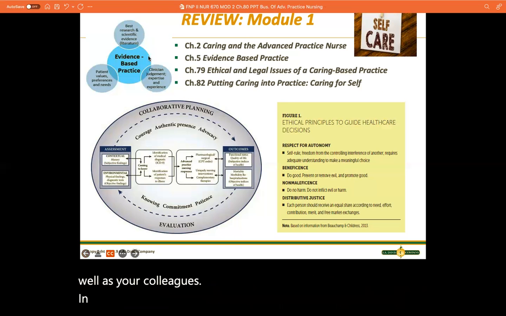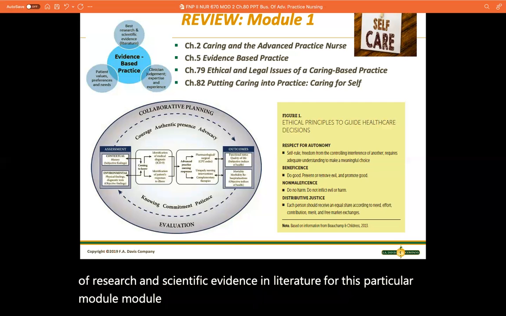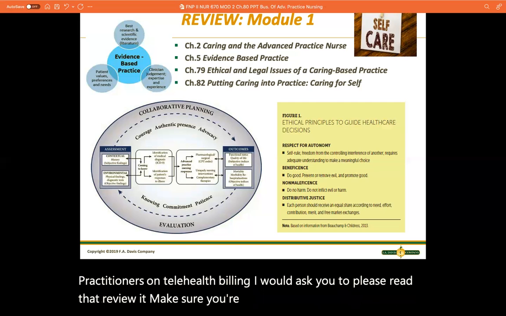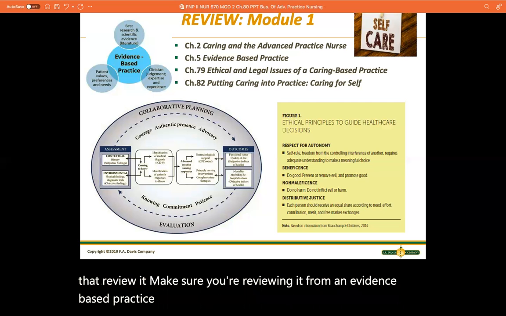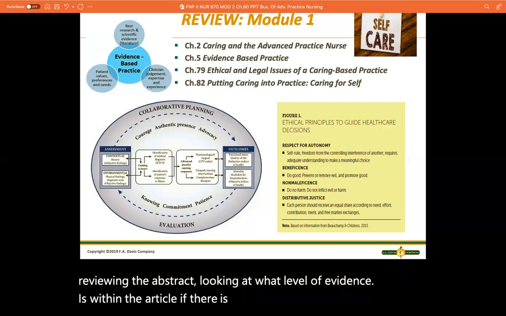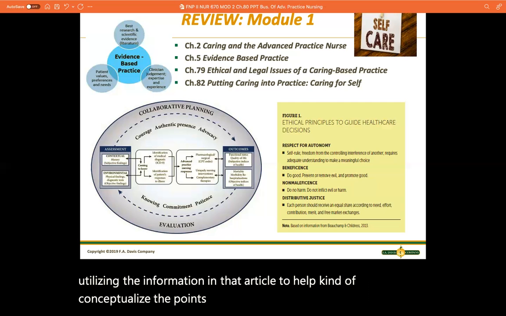In terms of evidence-based practice, we did review the importance of research and scientific evidence in literature. For this particular module, module 2, I did post an article from the Journal for Nurse Practitioners on telehealth billing. I would ask you to please read that, review it, make sure you're reviewing it from an evidence-based practice perspective, remembering how to review an article, reviewing the abstract, looking at what level of evidence is within the article, if there is any, what type of review it is, and utilizing the information in that article to help conceptualize the points of the coding that we're going to discuss today.